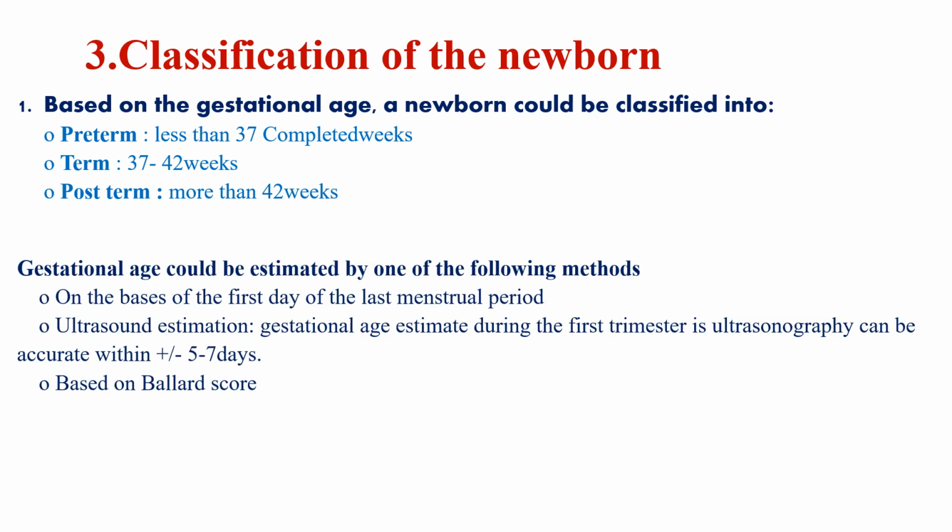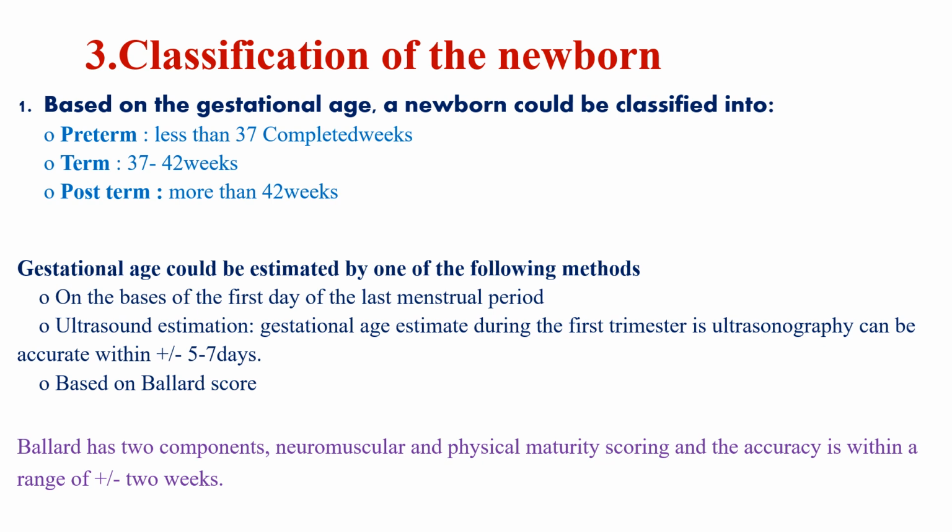Gestational age could be estimated by one of the following methods: on the basis of the first day of the last menstrual period, or on ultrasound estimation. Gestational age estimated during the first trimester by ultrasound can be accurate within 5 to 7 days, and it can be estimated at birth based on the Ballard score. Ballard has two components, neuromuscular and physical maturity scoring, and the accuracy is within a range of plus or minus 2 weeks.